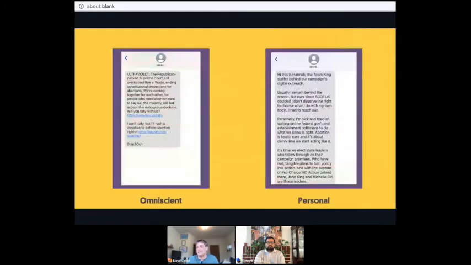So this is a great example of that difference between: do I have a voice? Am I talking to a person? Am I just talking to a thing? These are two messages that were sent out pretty close after the Supreme Court overturned Roe v. Wade. And you can just see the difference.